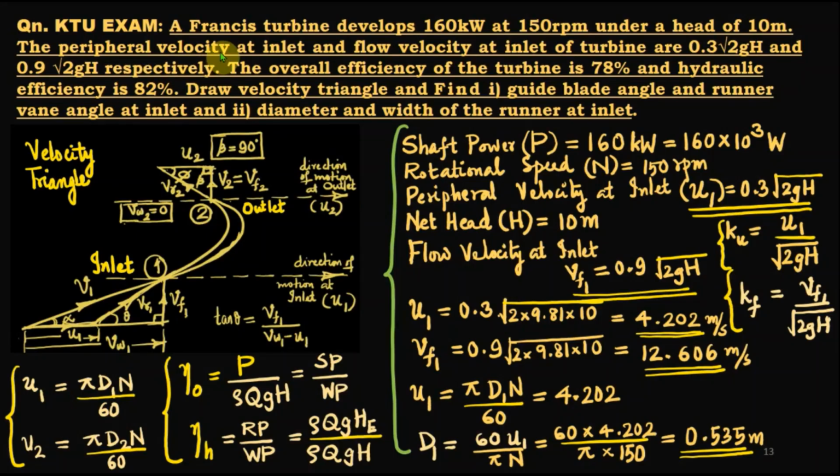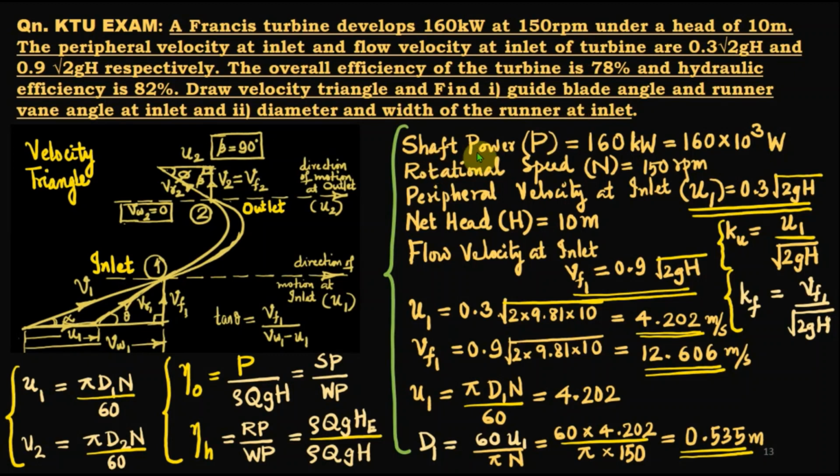Let us discuss an important numerical problem on Francis turbine. The question is this: a Francis turbine develops 160 kilowatt at 150 rpm under a net head of 10 meters. The peripheral velocity at inlet and flow velocity at inlet of the turbine are 0.3 times root of 2gh and 0.9 times root of 2gh respectively. The overall efficiency of the turbine is 78% and hydraulic efficiency is 82%. Draw the velocity triangle and find 1. guide blade angle and runner vane angle at inlet, and 2. the diameter and width of the runner at inlet.